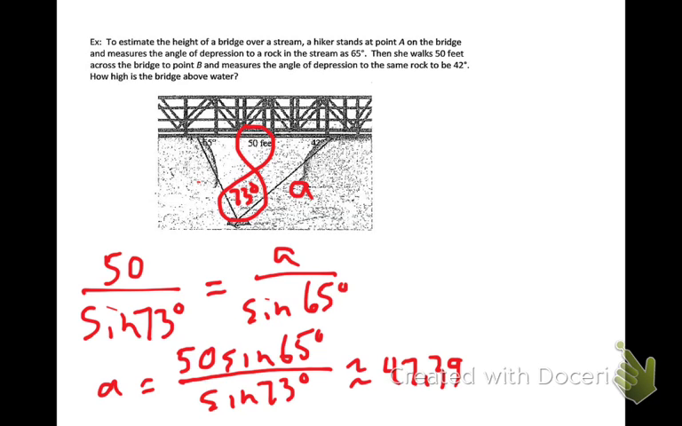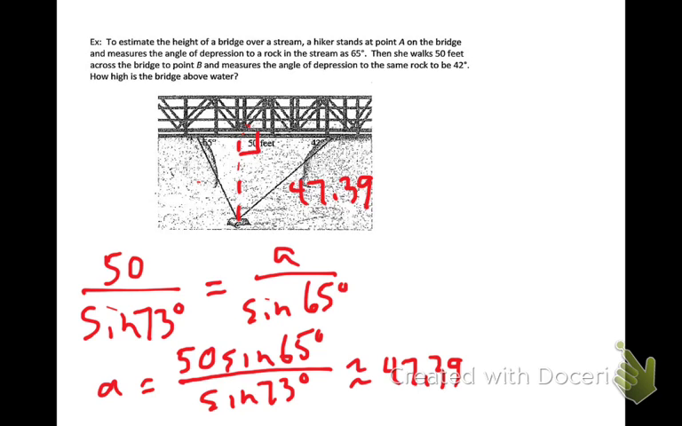So we've got A, now let's clear some of this out. We've got A now is 47.39. Now we can draw in the height. How am I going to find the height now? What am I going to do? Jordan? The sine of 42. Yeah.